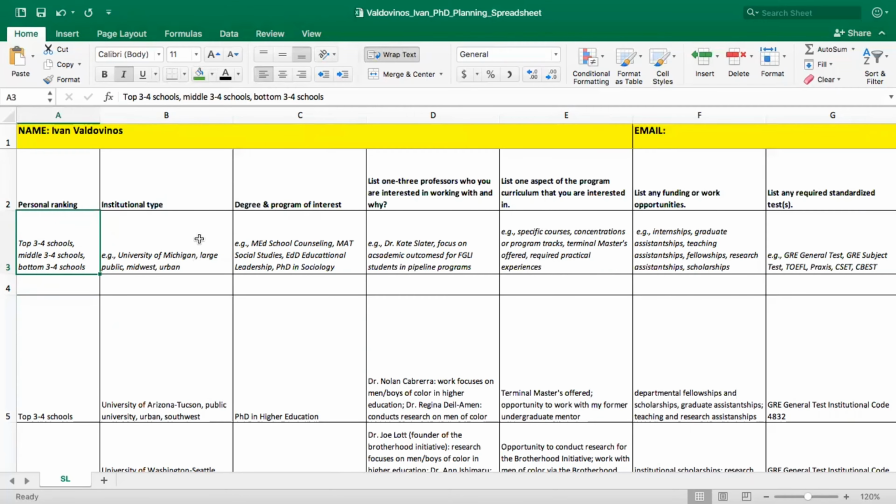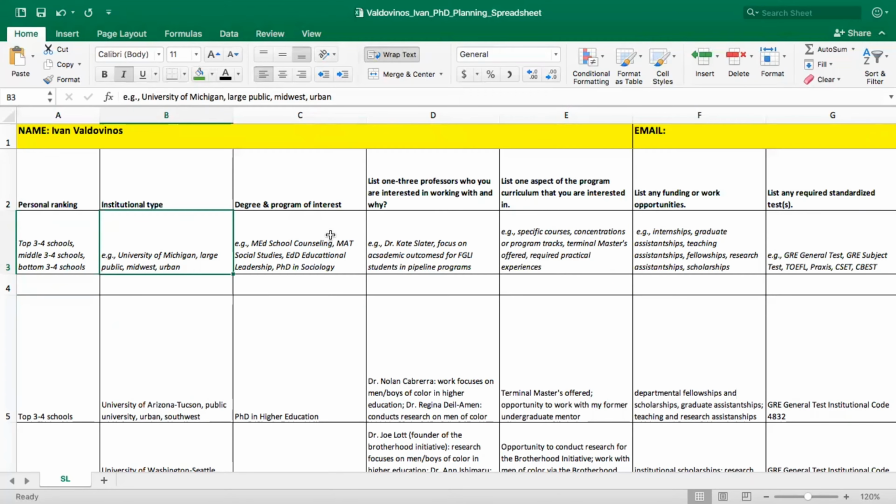Then for when you are looking for information about institutional type, you want to make sure that you include the name of the university. Is it a large, a small, rural, public university? Is it a private university? Is it in the Midwest? Where is it relative to our nation or wherever you're applying? Is it urban, rural, suburban? That's information that you do want to know because it could help you craft your statement of purpose, but also just give you an idea of what to expect if you do end up going there.